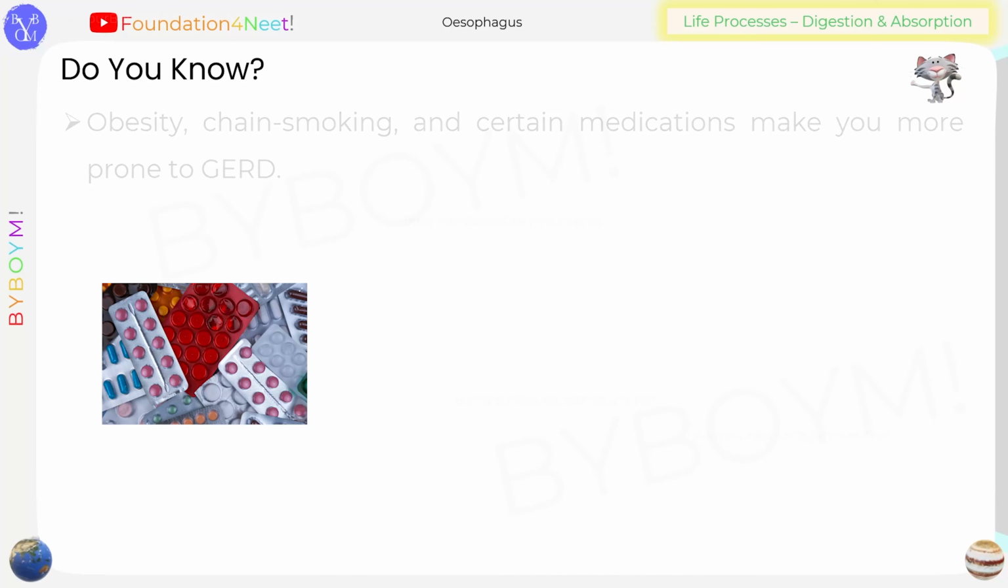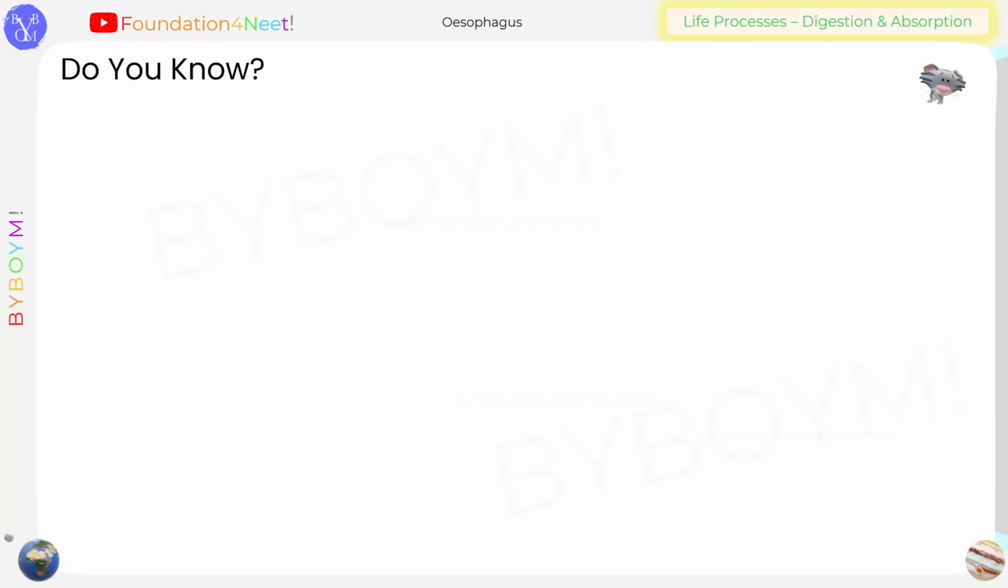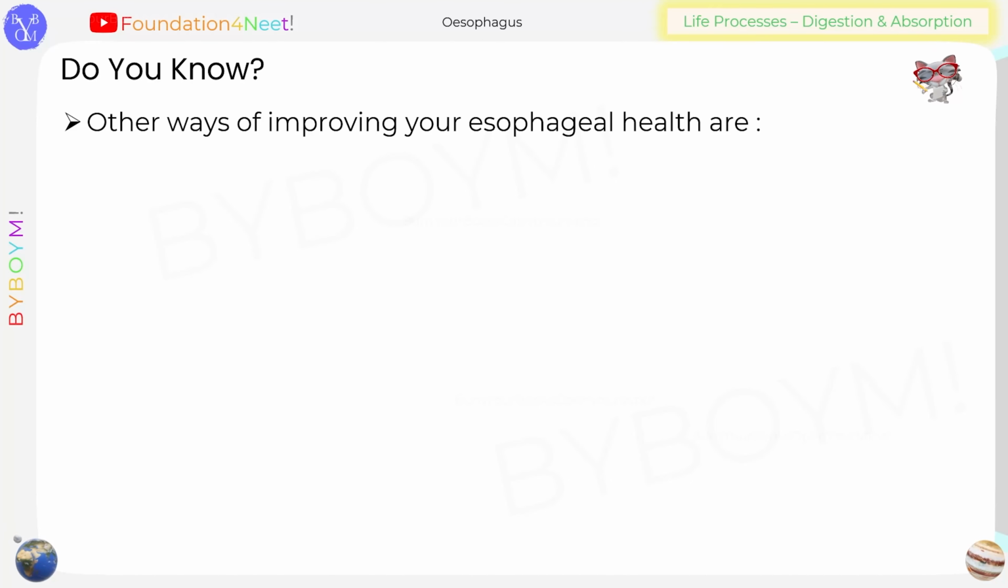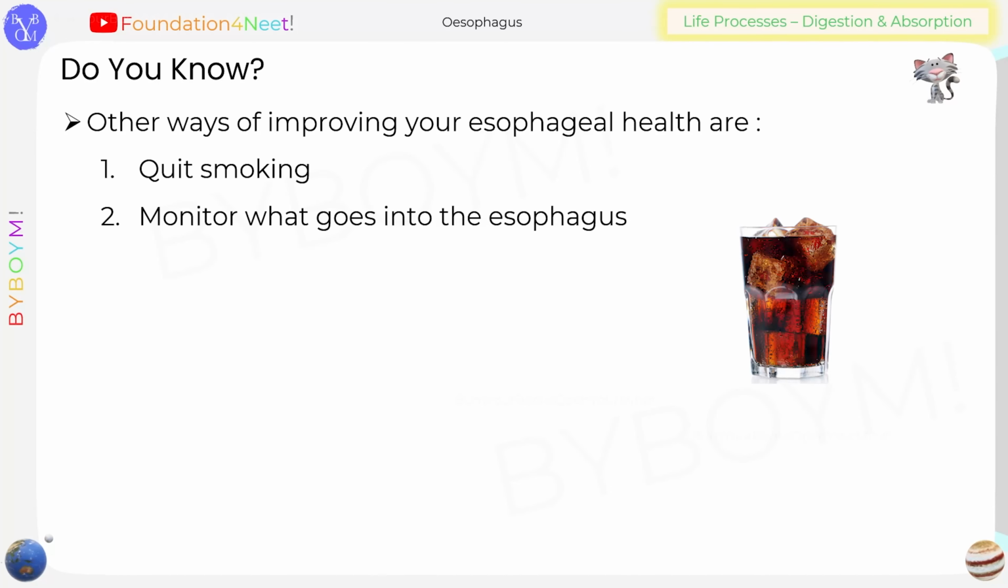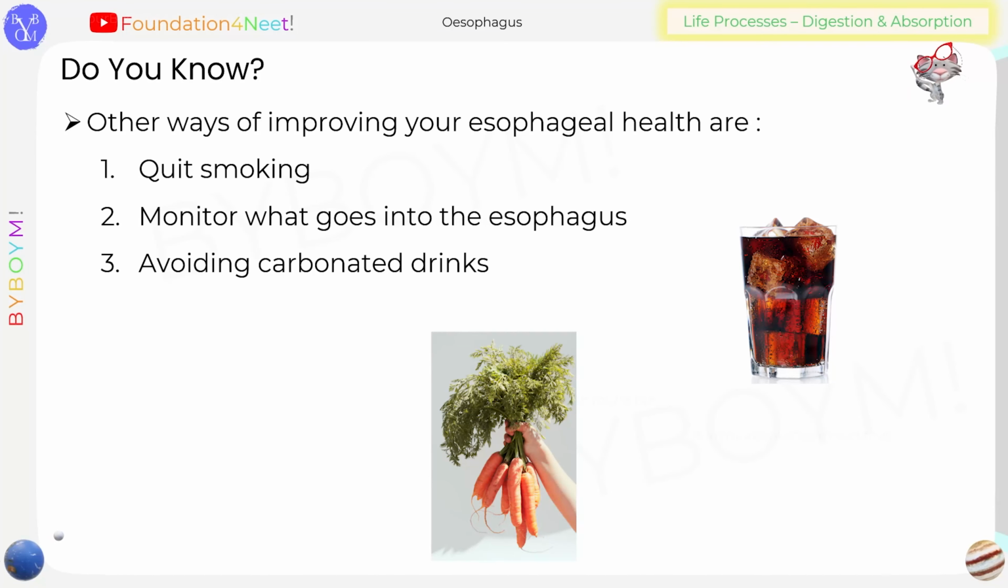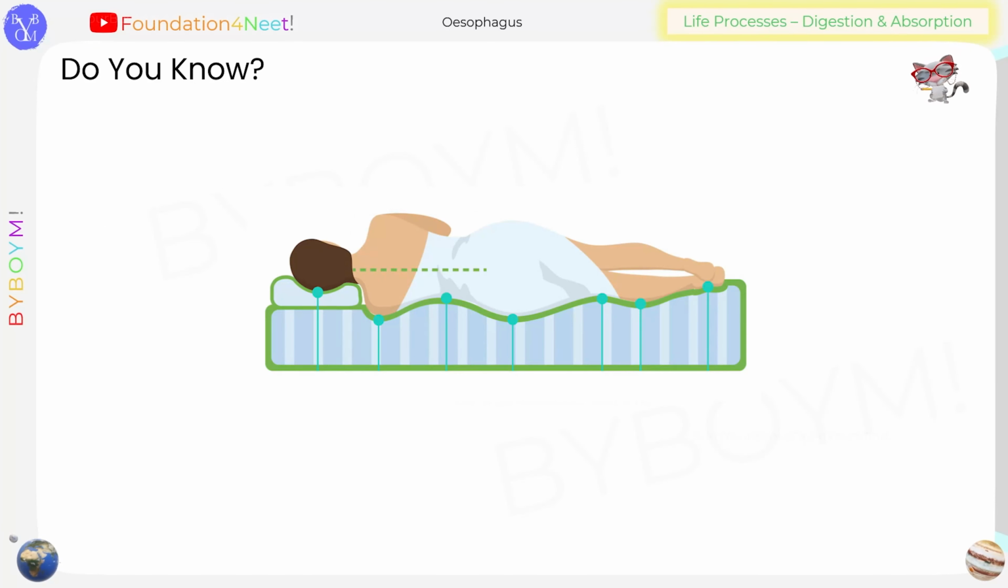What is the solution? If you take deep breaths, it is said to reduce your chances of GERD as it strengthens the sphincter muscles. Other ways of improving your esophageal health are quit smoking, monitor what goes into the esophagus, avoid carbonated drinks, include veggies and fruits in your diet. During night time, it is better to sleep in tilted position with your head raised a little so that the acid remains in the stomach and you do not suffer from acid reflux.